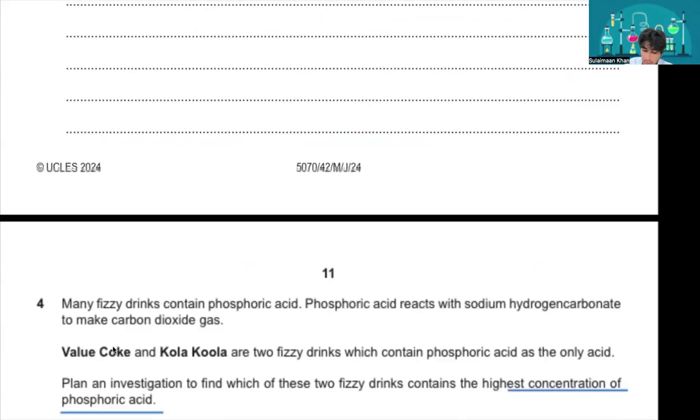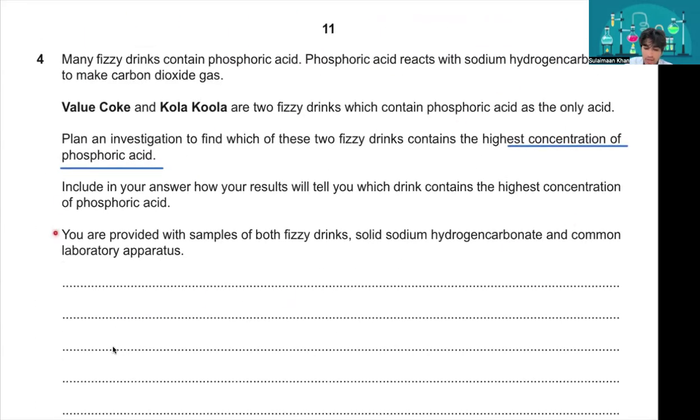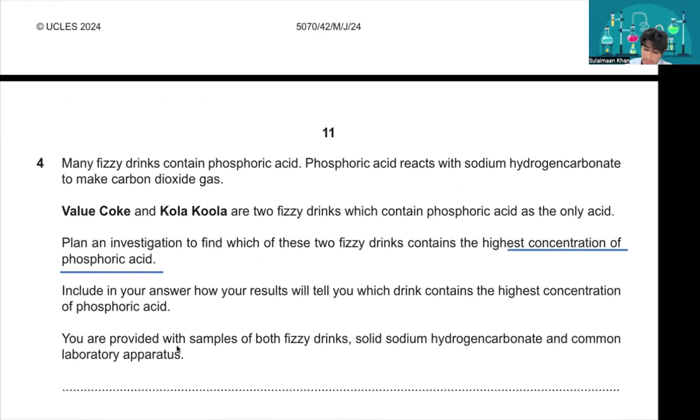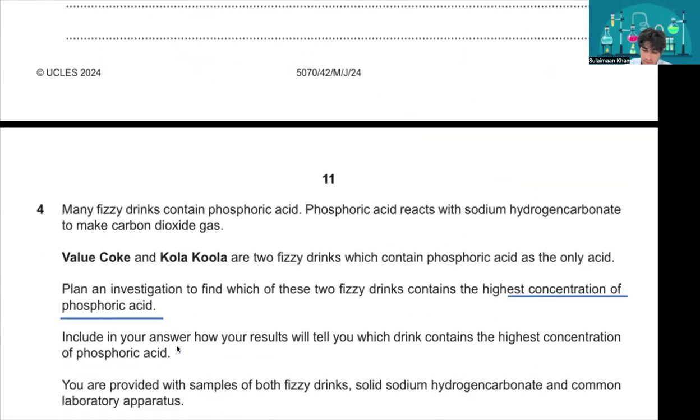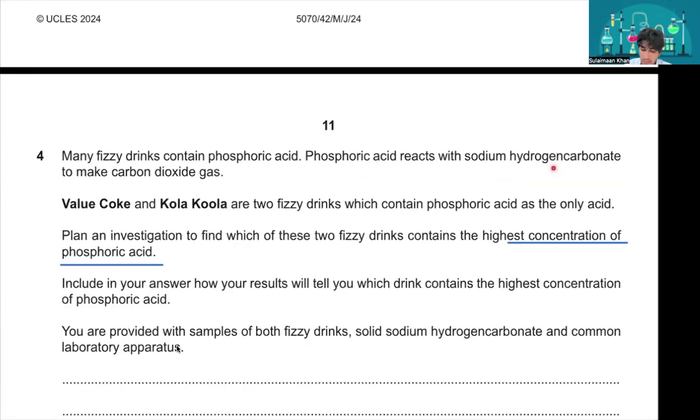Now you're going to perform the same experiment. Which of these two has the highest concentration? Phosphoric acid reacts with sodium carbonate. You could use the same experiment, because this is the acid and sodium hydrogen carbonate is going to give you carbon dioxide, right? See, he's telling you that it gives you carbon dioxide.